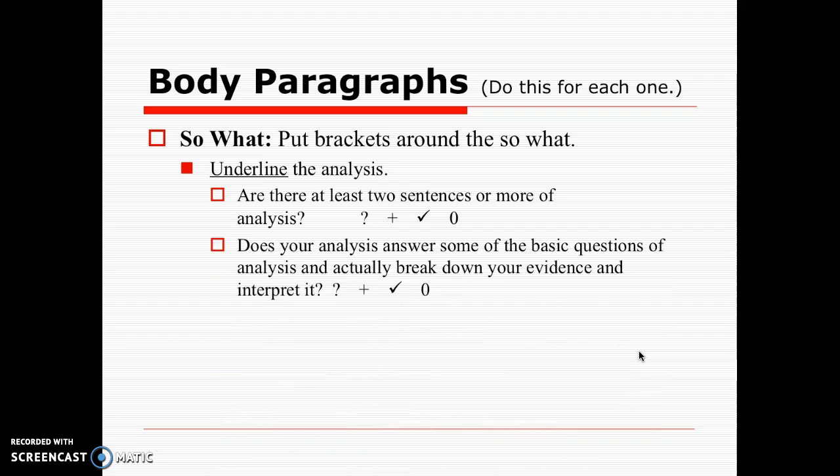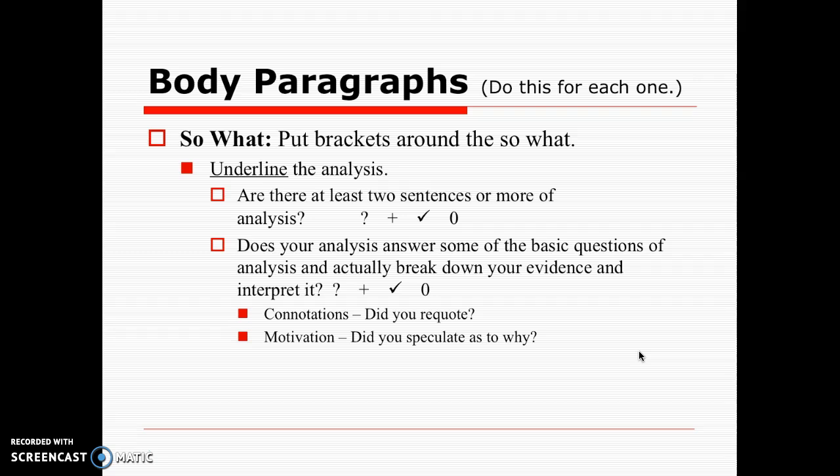Second thing you want to do is ask yourself, does the analysis answer some of the basic questions of analysis and actually break down your evidence and interpret it? So remember, you have things like connotations. Have you requoted from the passage? If you haven't requoted from the passage, you might as well give yourself a 0 right there, right now, because that is one of the things that you have to do whenever you're analyzing. So if you're not requoting and examining the connotations of those words and phrases and images that are in the passage, you haven't done analysis. So no requote, put a 0.